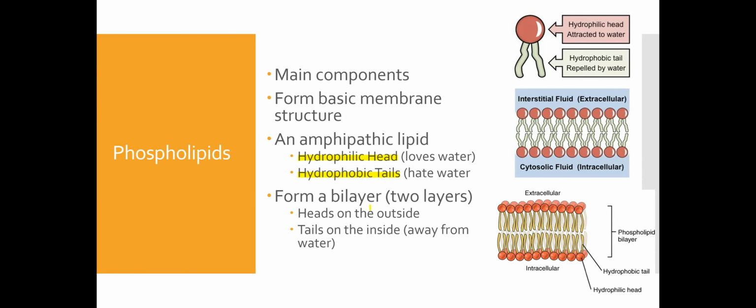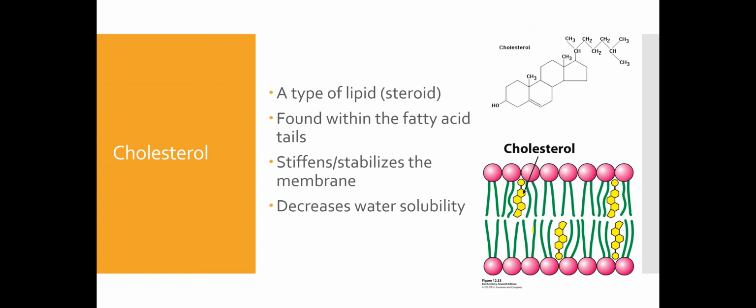And so because the heads like water, they're fine touching it, and the tails don't like water, so they turn inward. And so that's why you have these heads touching the water outside of the cell, and then you have heads touching the water inside of the cell. And that is going to be your basic structure of your membrane. Now there are 3 other components that we're going to talk about.